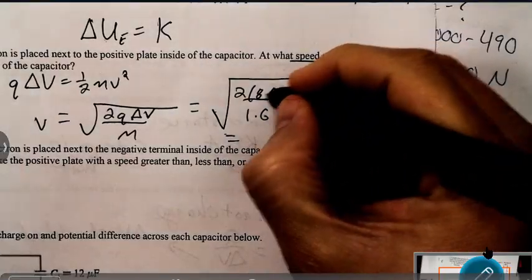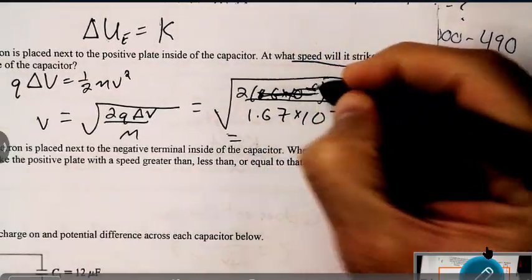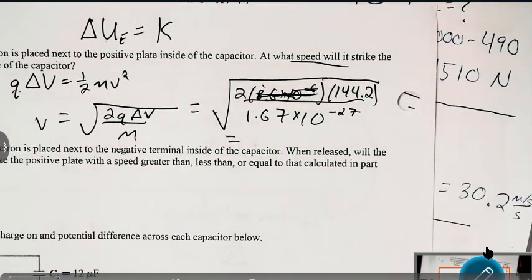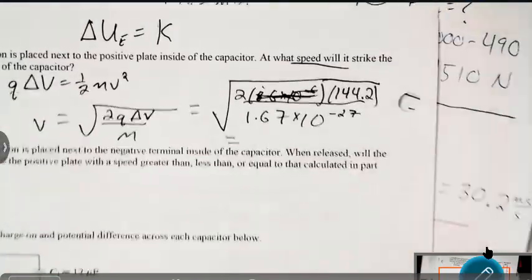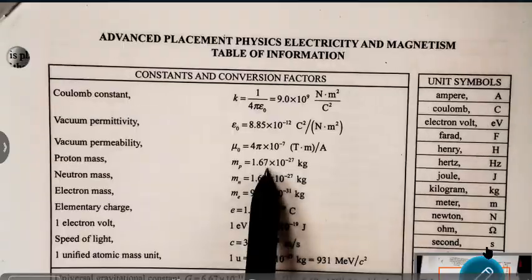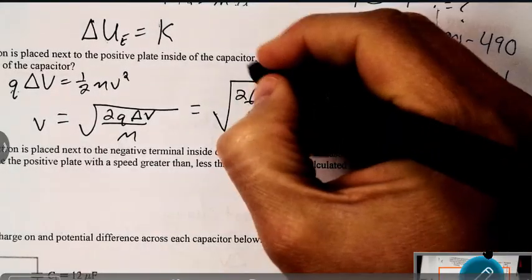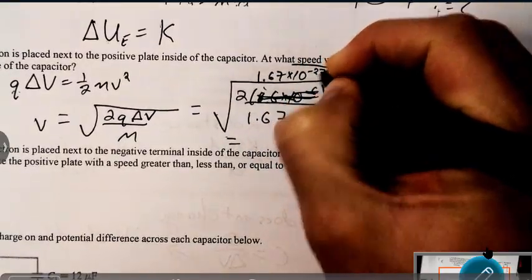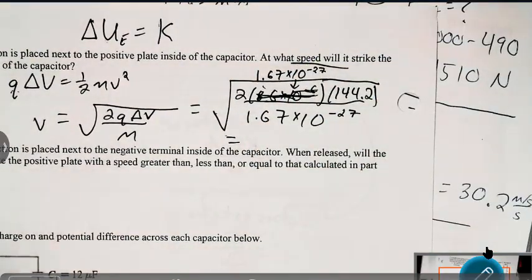And I just realized my mistake. This Q is wrong. This should be the charge of a proton, not the charge stored on the plate. That's the issue with using all the same letters. Actually, this Q is a different Q. So this is 1.67 times 10 to the minus 27. Let me pause the video and I will come back to you.